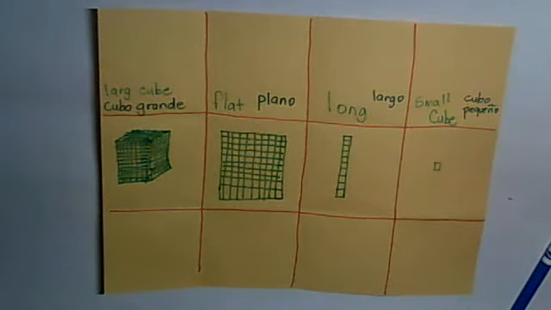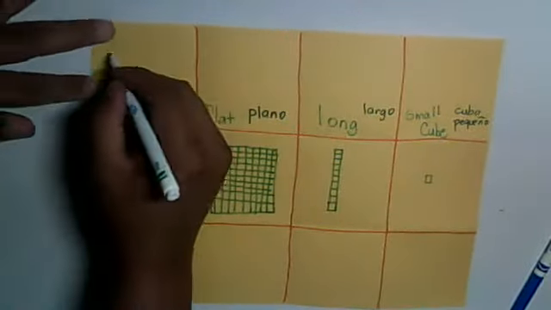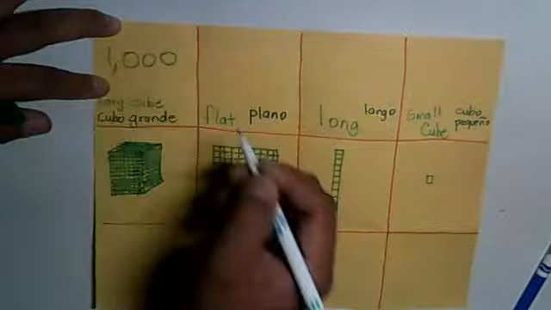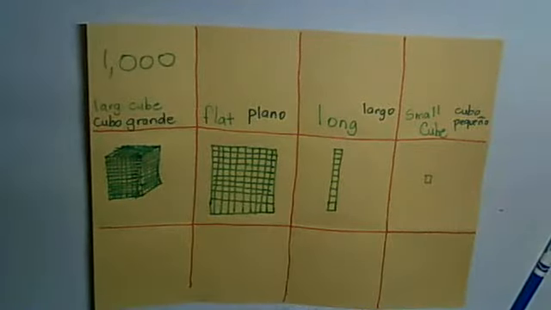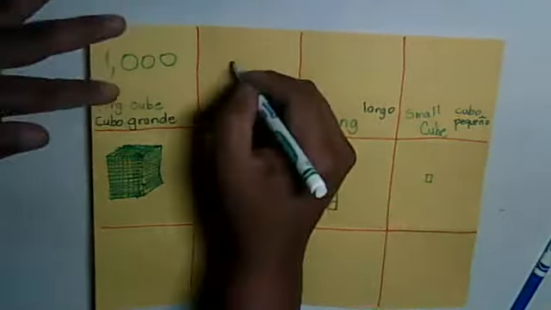Now we're going to put the place value. Okay, so this is the cube, which is this one. And there is 1,000 in here. So this is the thousands place. This is the flat. Okay, look at the flat. The flat is worth 100.